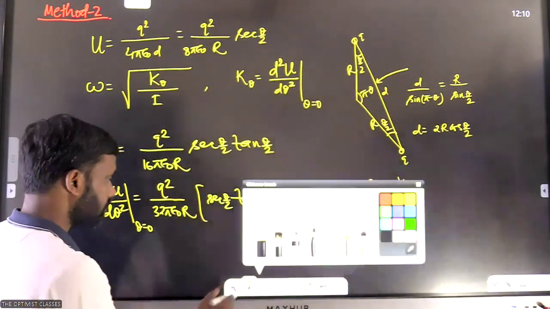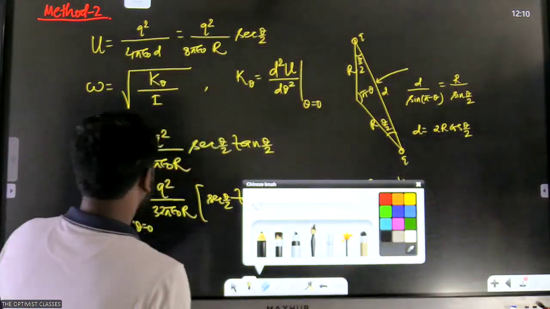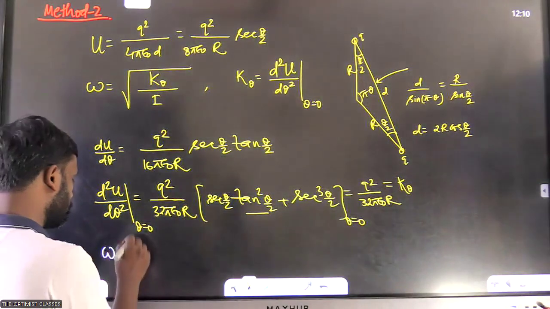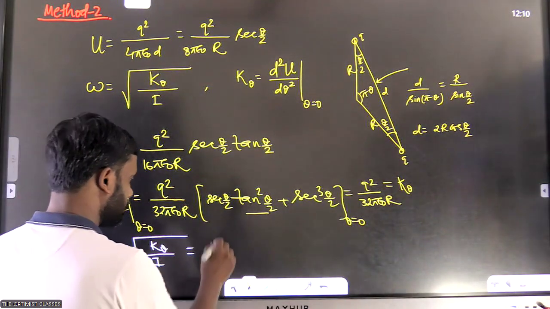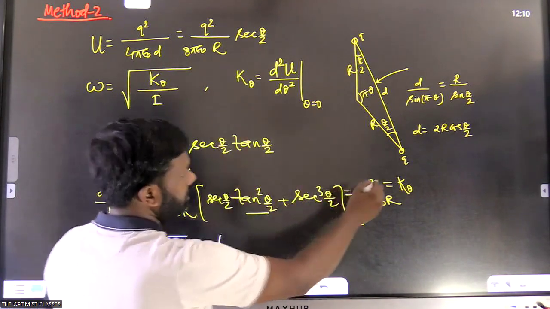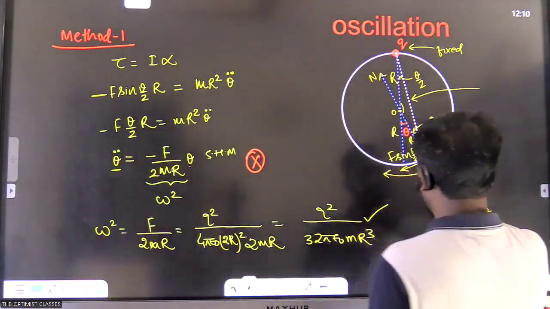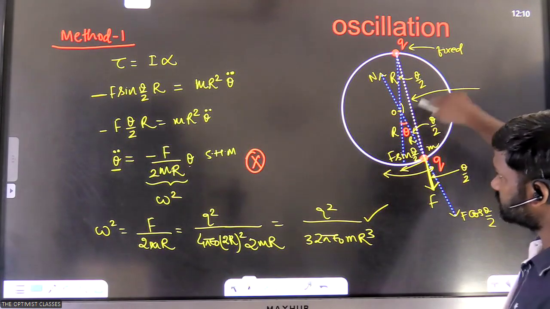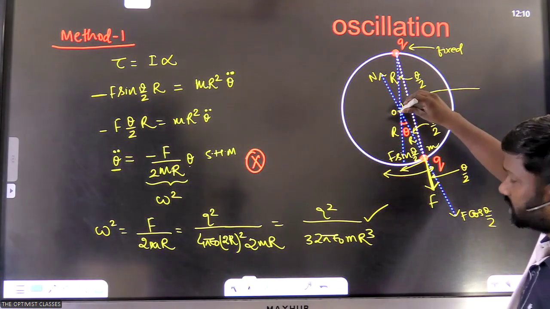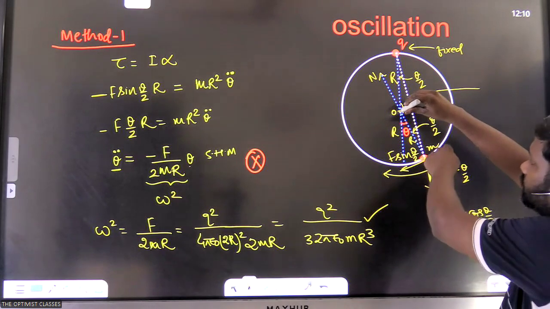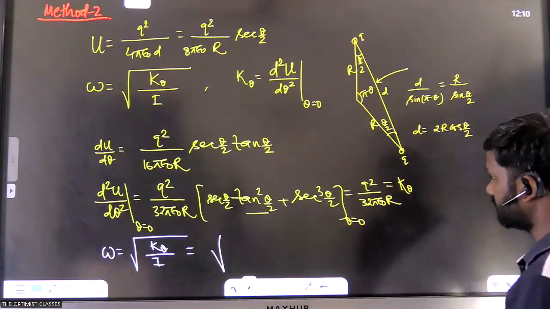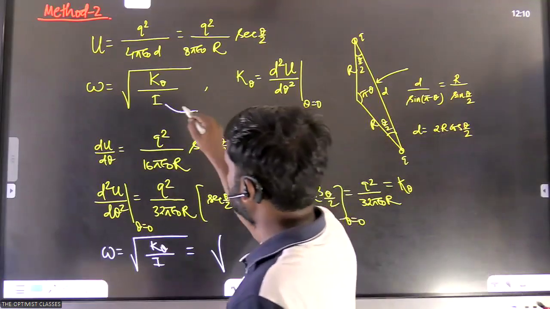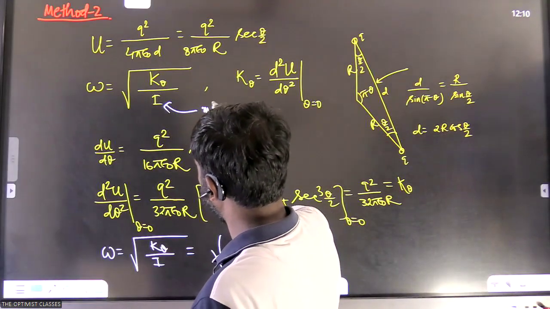All right. So now omega is equal to root under, as I said, K theta divided by moment of inertia. So K theta is this, and now the moment of inertia. See the bead in this figure, this is the bead. It is oscillating like this, so we can say that it is rotating about an axis passing through the center here. So its moment of inertia about this axis will be equal to mass into distance square.